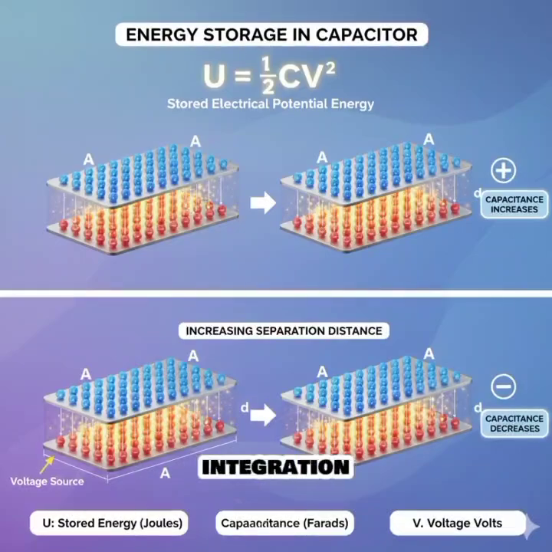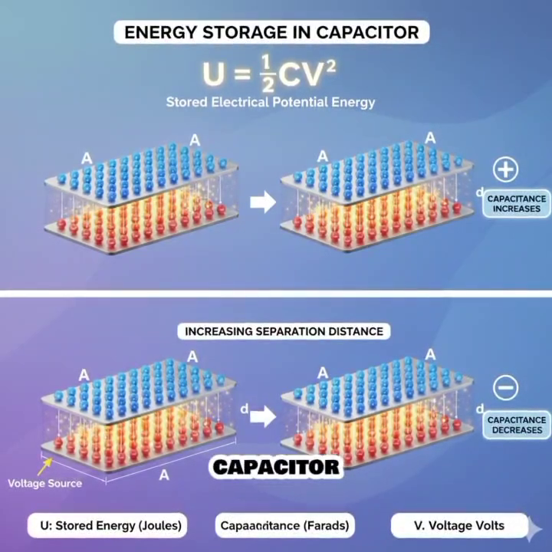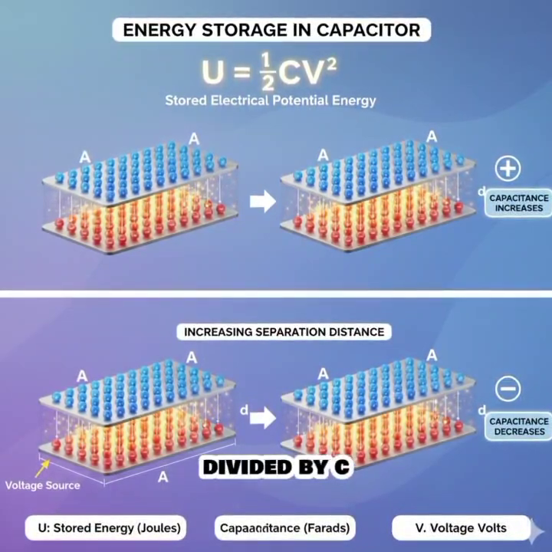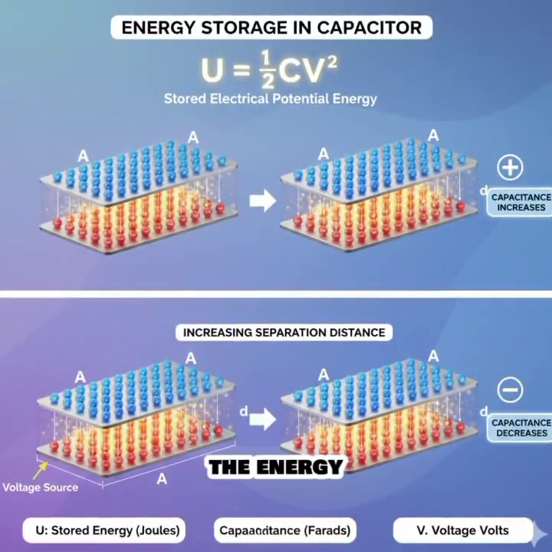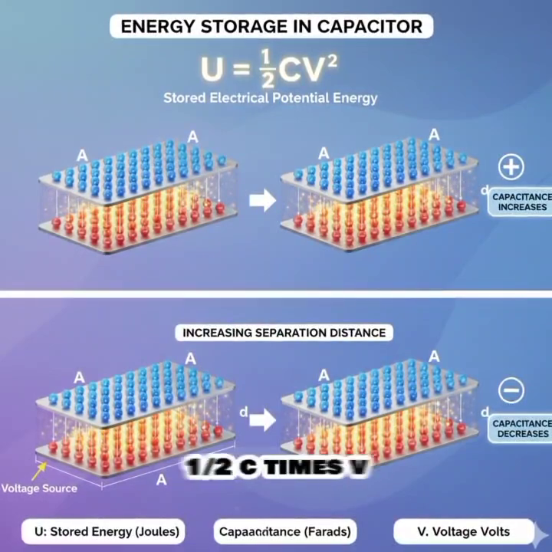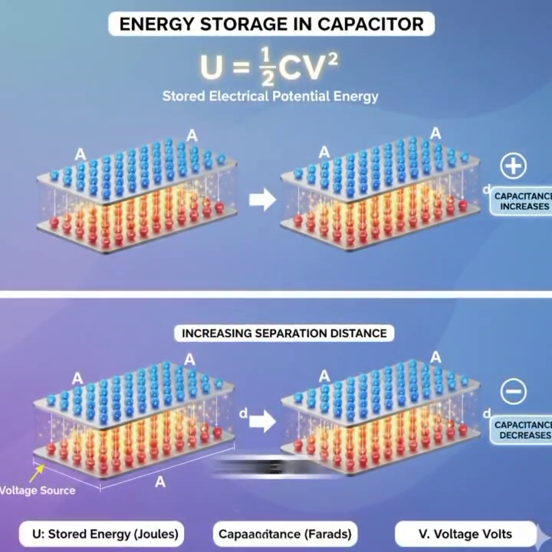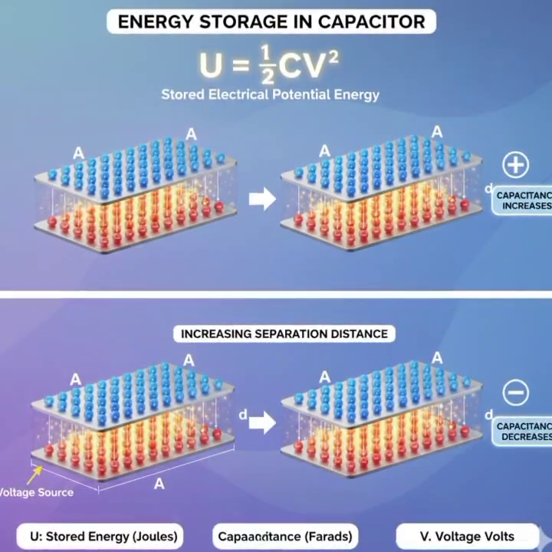After integration, the work done, which represents the energy stored in the capacitor, is equal to 1/2 Q squared divided by C. Using the relation Q equals C times V, the energy stored can also be written as 1/2 C times V squared. This shows that the energy stored in a capacitor increases with the square of the applied voltage.